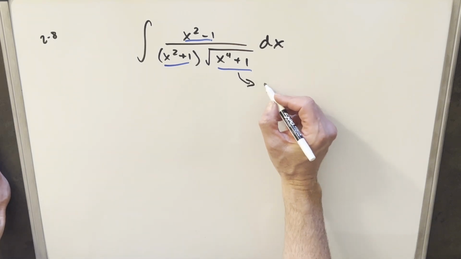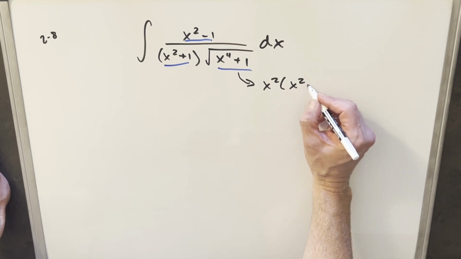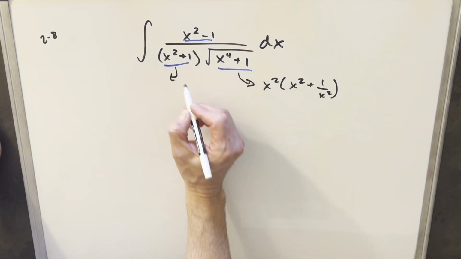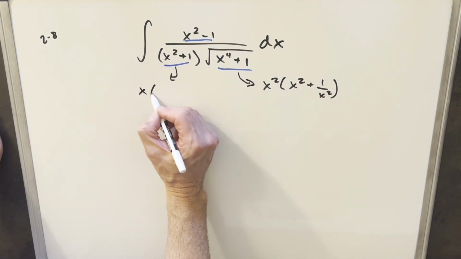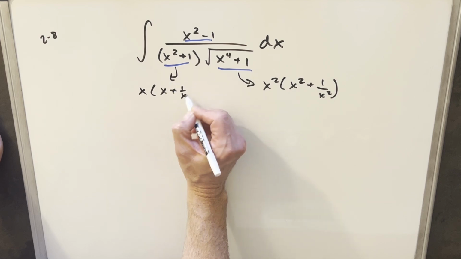So I'm going to start with the denominator, and for x to the fourth plus 1, I can factor an x squared out of this, and then we can write this as x squared plus 1 over x squared. And for this one right here, I'm just going to factor an x out of this, so we end up with x times (x plus 1 over x).